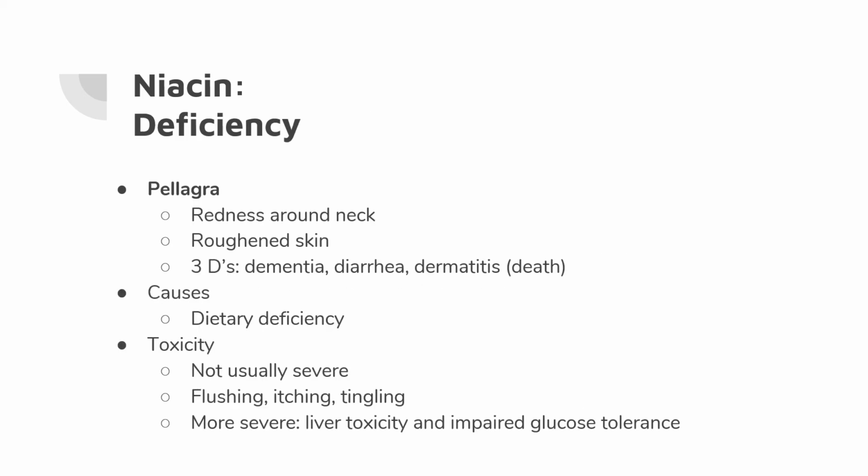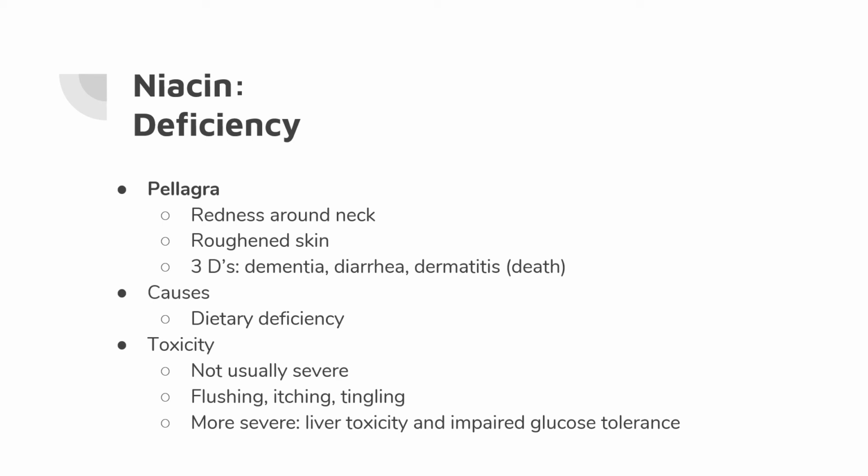All right, niacin deficiency is pellagra, and this is characterized by redness around the neck and having very rough skin. And there are the 3 Ds that often characterize the symptoms of pellagra. This is dementia, diarrhea, and dermatitis. And then oftentimes there's potentially a 4th D, which is death.